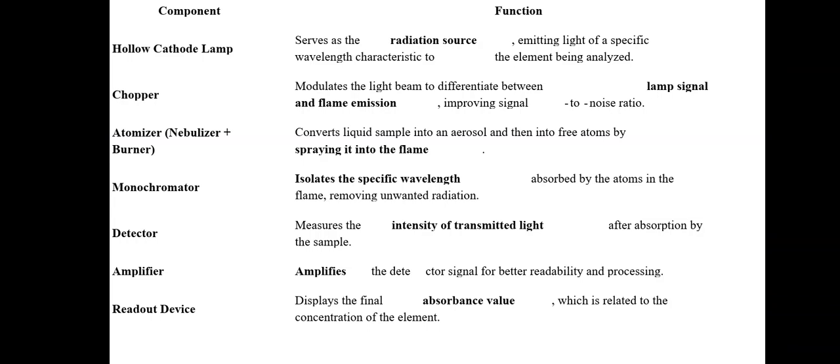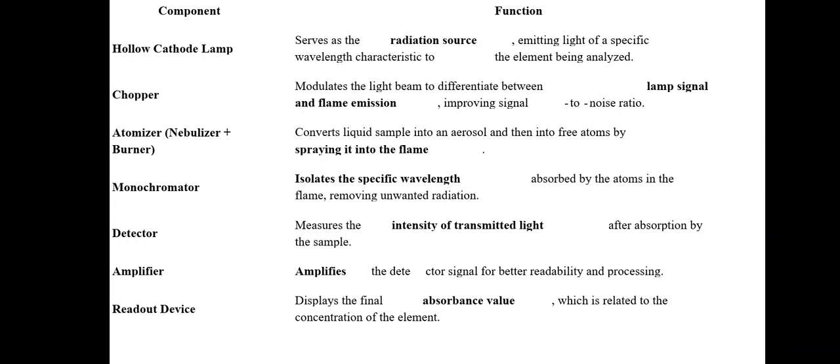Now in short we will see the components of atomic absorption spectroscopy and their functions. Hollow cathode lamp serves as the radiation source, emitting light of specific wavelength characteristics to the element being analyzed. Chopper modulates the light beam to differentiate between lamp signal and flame emission, improving signal to noise ratio.